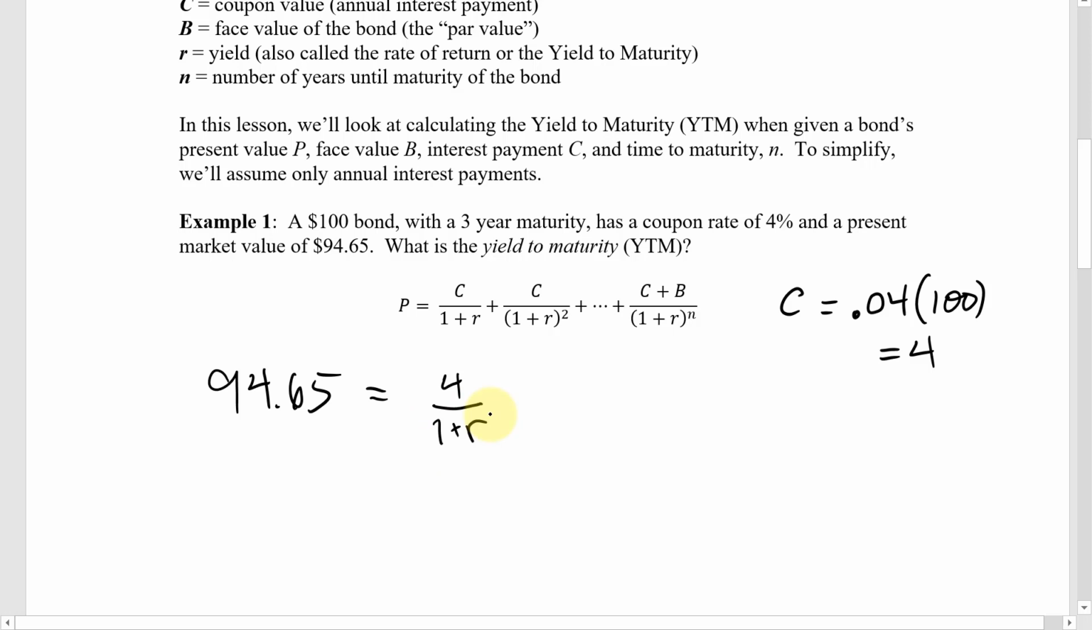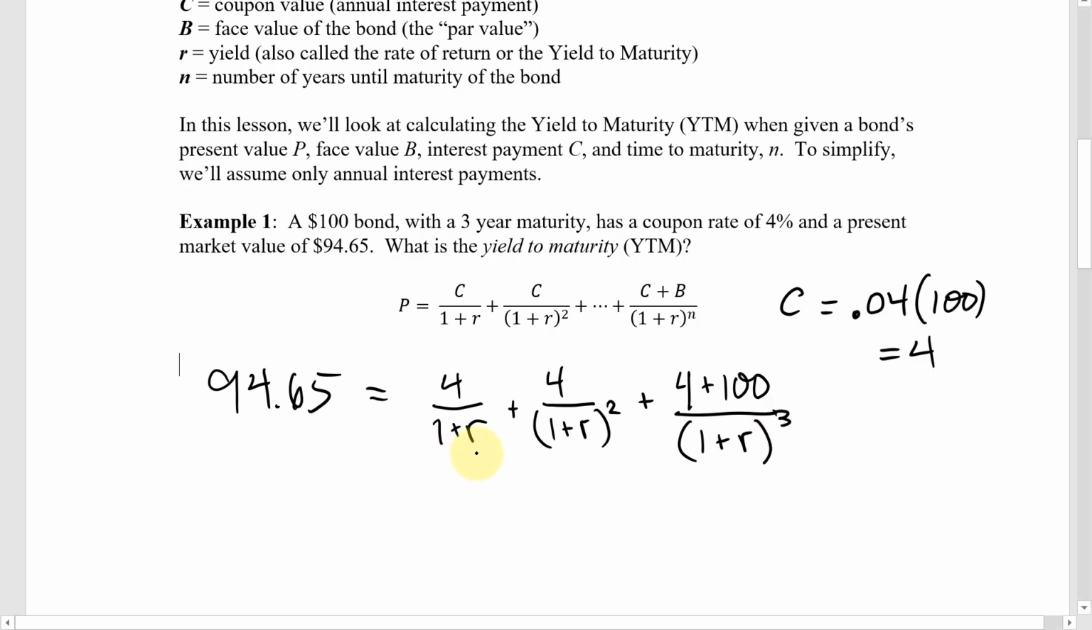We're solving for the yield to maturity, so we don't know r. There's another $4 payment. And since it's 3 years, we'll just end with 4 plus the face value over 1 plus the yield to maturity raised to the power 3.